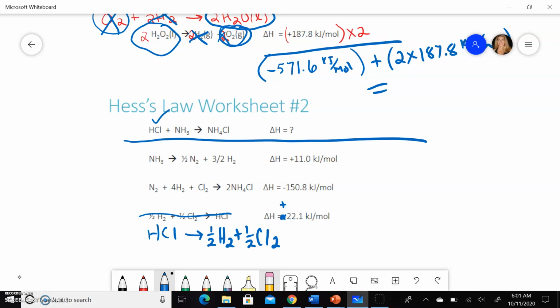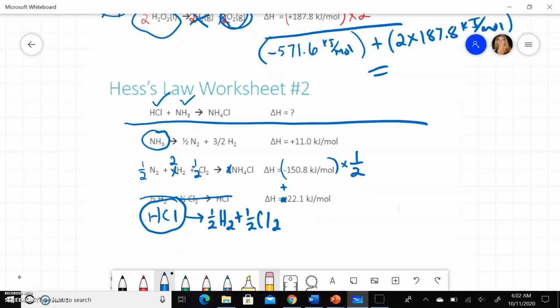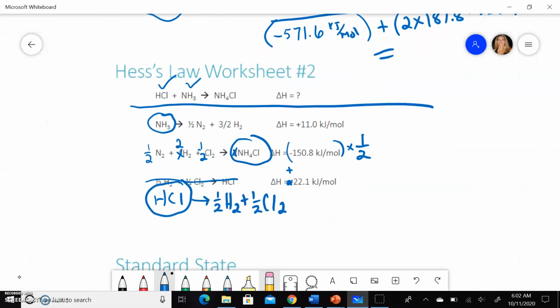Let's go to the next one. We need one NH3 on the left, and I see one NH3 on the left. Let's circle the things that we want to end up with. That looks good. We need one NH4Cl on the right, and right now I see 2 on the right. So we need to multiply that reaction by 1/2, or basically divide everything by 2. And that will give us 1 here. Don't forget that whatever you do to the reaction, you're also going to do to the delta H. So we're going to multiply that by 1/2. And that should give us what we need here.